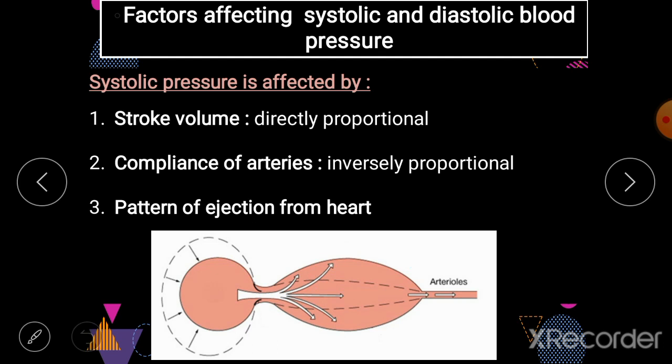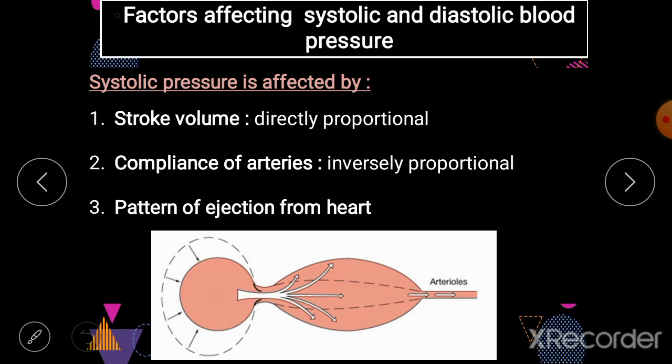This can be seen in old patients in which there is atherosclerosis or stiffening of arteries, especially aorta. So now when the blood is pumped into the aorta, it no longer distends, it remains stiff, and the pressure inside aorta is larger than normal, and this is known as high systolic blood pressure resulting from atherosclerosis. So, the compliance of aorta is inversely proportional to systolic blood pressure.